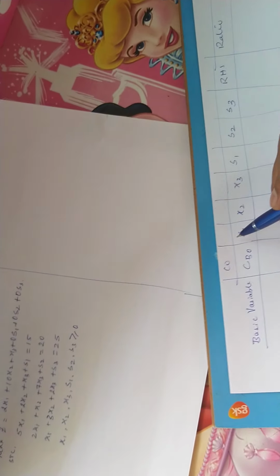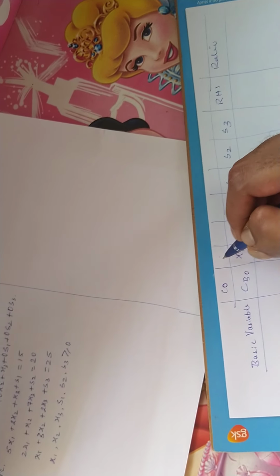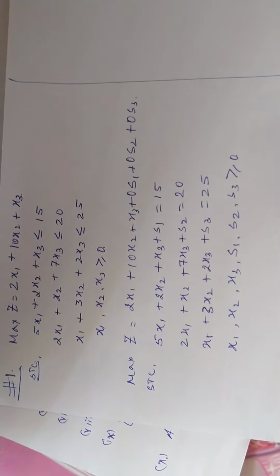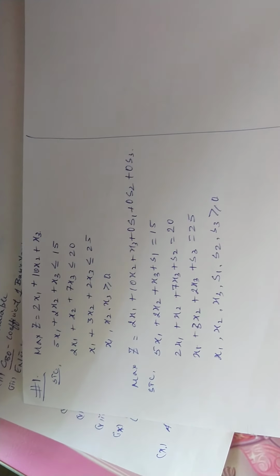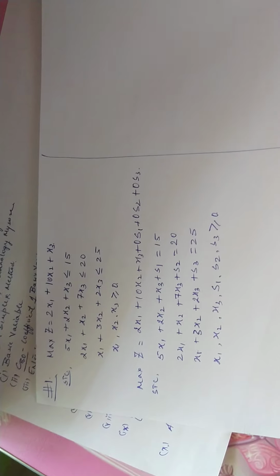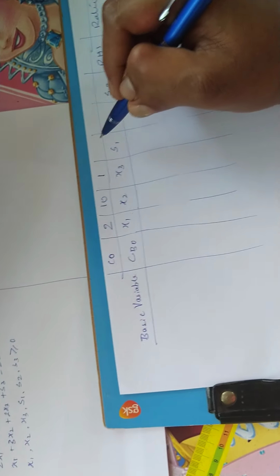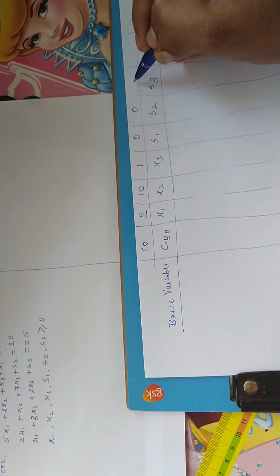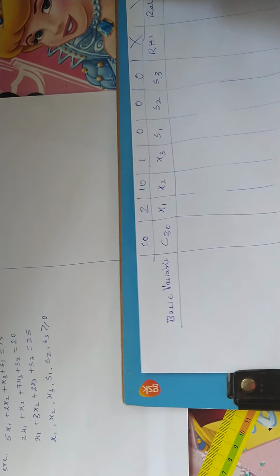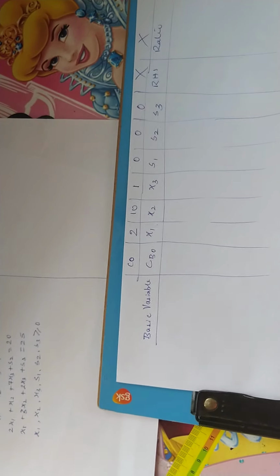So here we make note of the coefficient of these basic variables in the objective function. As you can see from the objective function here, the coefficient of x1 in the objective function is 2. So therefore I'm going to write it as 2 here, 10 here. The coefficient of x3 is 1 in the objective function, and the s1, s2, s3 are 0. Here we do not write any values. So this is the primary table that we use for the first iteration.